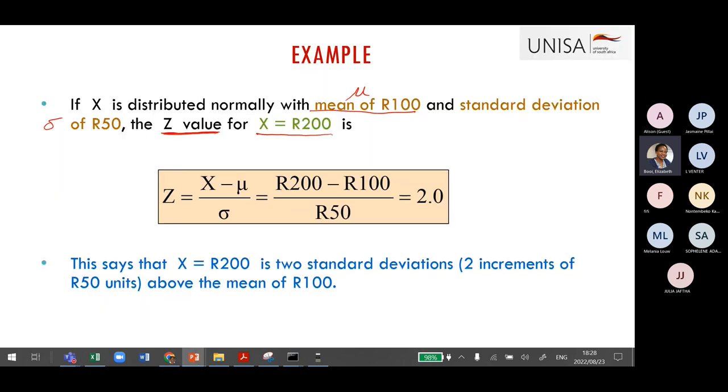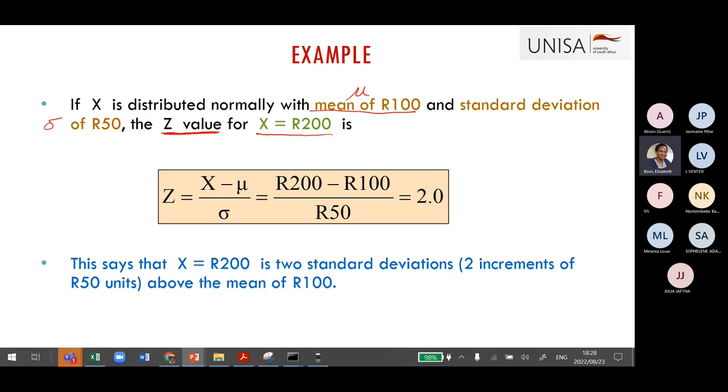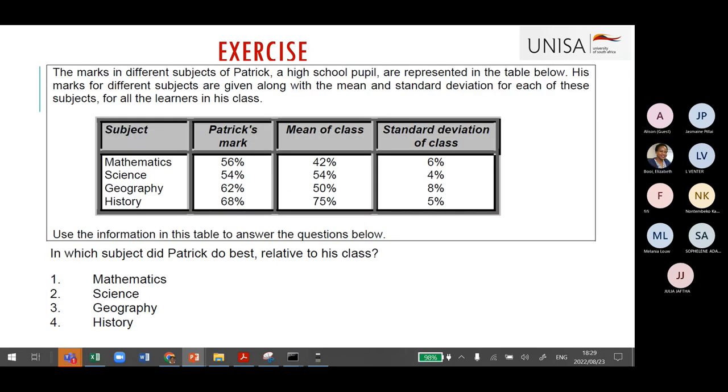Okay, I see that there are no questions. So let's move on to the exercise. This exercise comes from one of the tutorial letters. I forgot to take the name of the tutorial letter, but I think it was 2021.